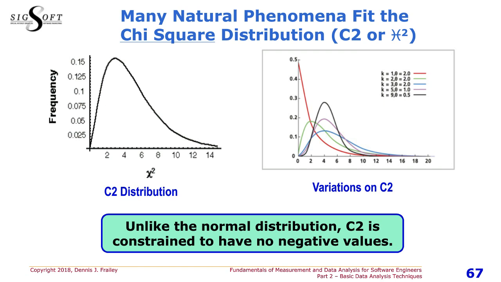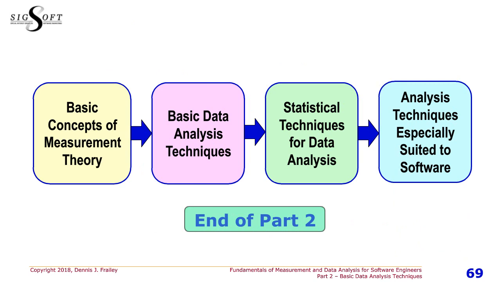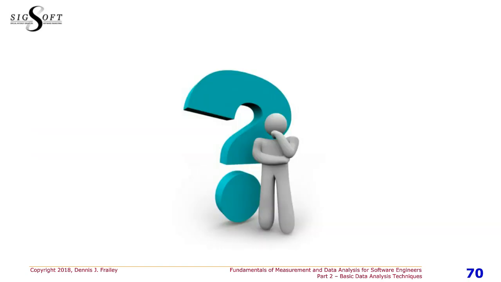Okay, that's the end of what we're going to talk about today. I did want to mention some reference material here, including the 2 books by Basili. And that's the end of today's part. Next time, in part 3, we'll take all the basic material we learned today and start applying some specific statistical analysis techniques to that data. So that's the end of today, and we're now open for questions.